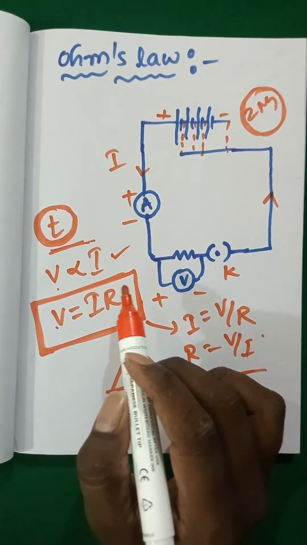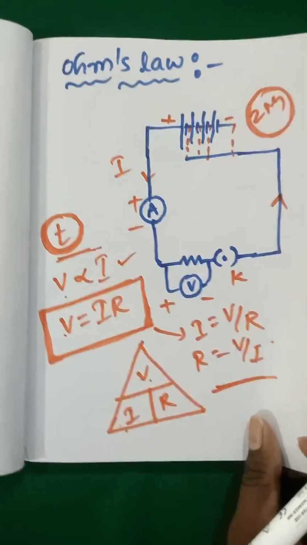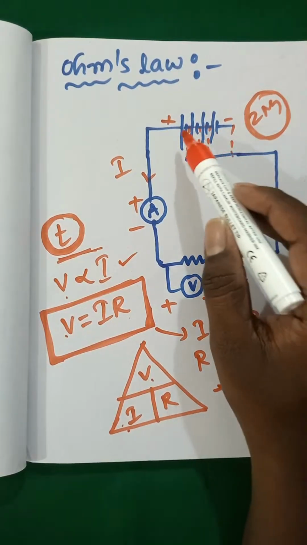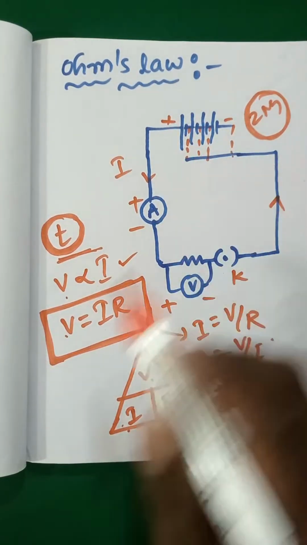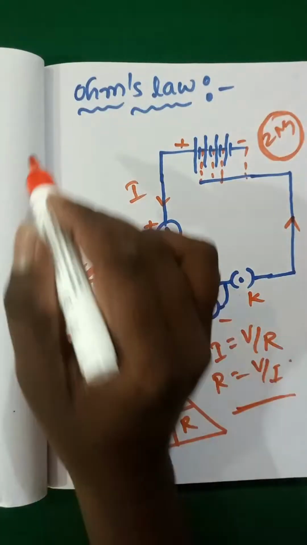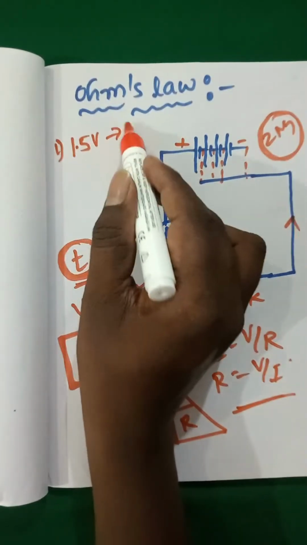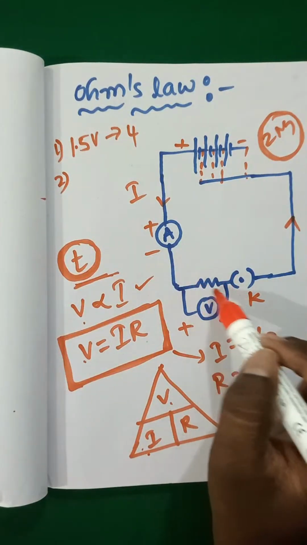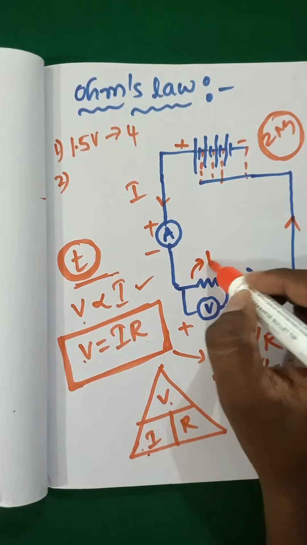Coming to the activity, what are the materials required? We can take four cells, one, two, three, four. Four cells of 1.5 volts each. Second one, a resistor. I'm taking this as a resistor, and I'm writing it here itself.